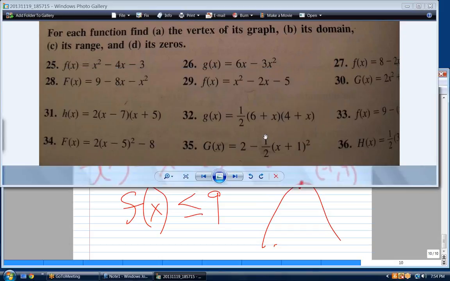All right, so I think you got that. For 29, it's just going to be a question of finding that vertex. So the vertex is 1, negative 6. Okay. So what's the range? Hold on, let me write the domain real quick. The range is all numbers equal to or greater than negative 6. Good.